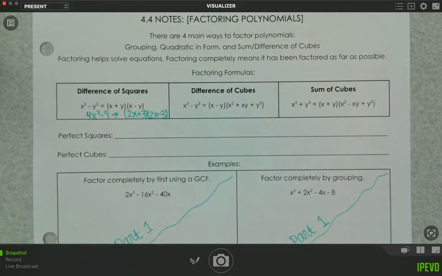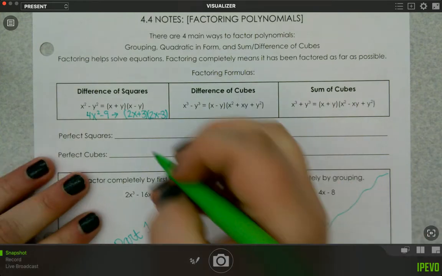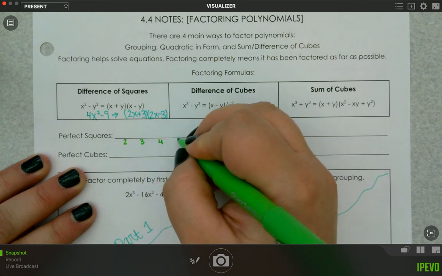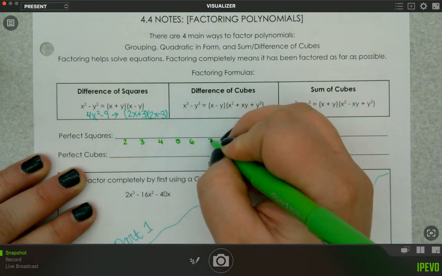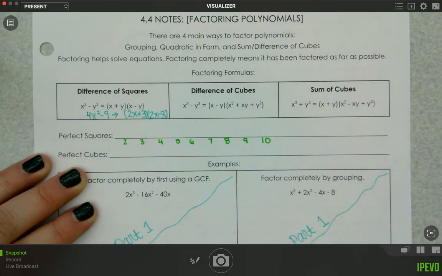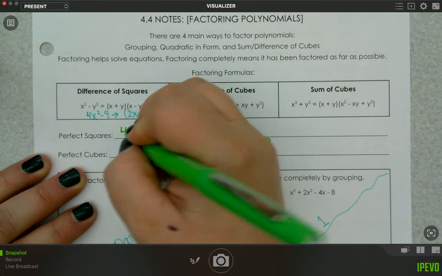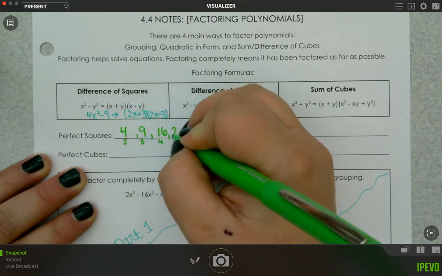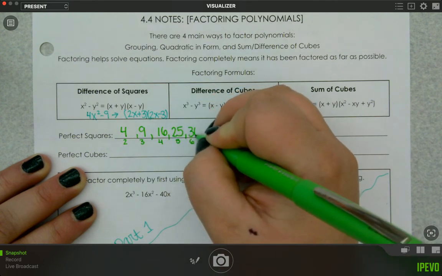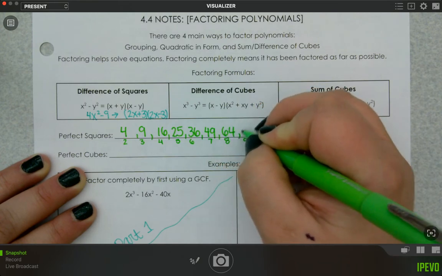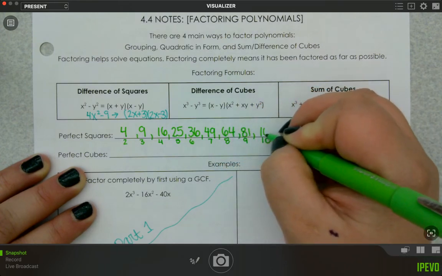And what we're going to do is go ahead and make ourselves a list really quick of perfect squares. So I'm going to start with 2, 3, 4, 5, and I'm going to go all the way up to 10. Okay, 2 squared is 4, 3 squared is 9, 16, 25, 36, 49, 64, 81, 100.